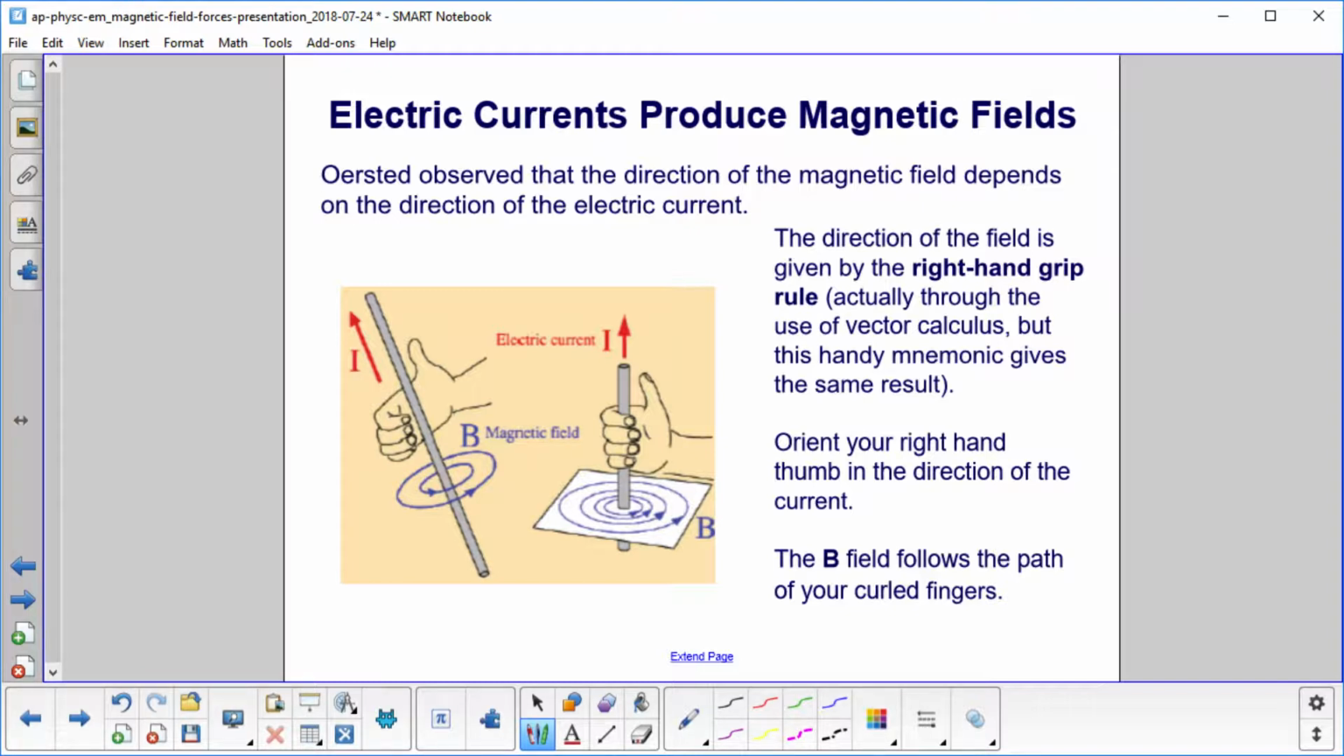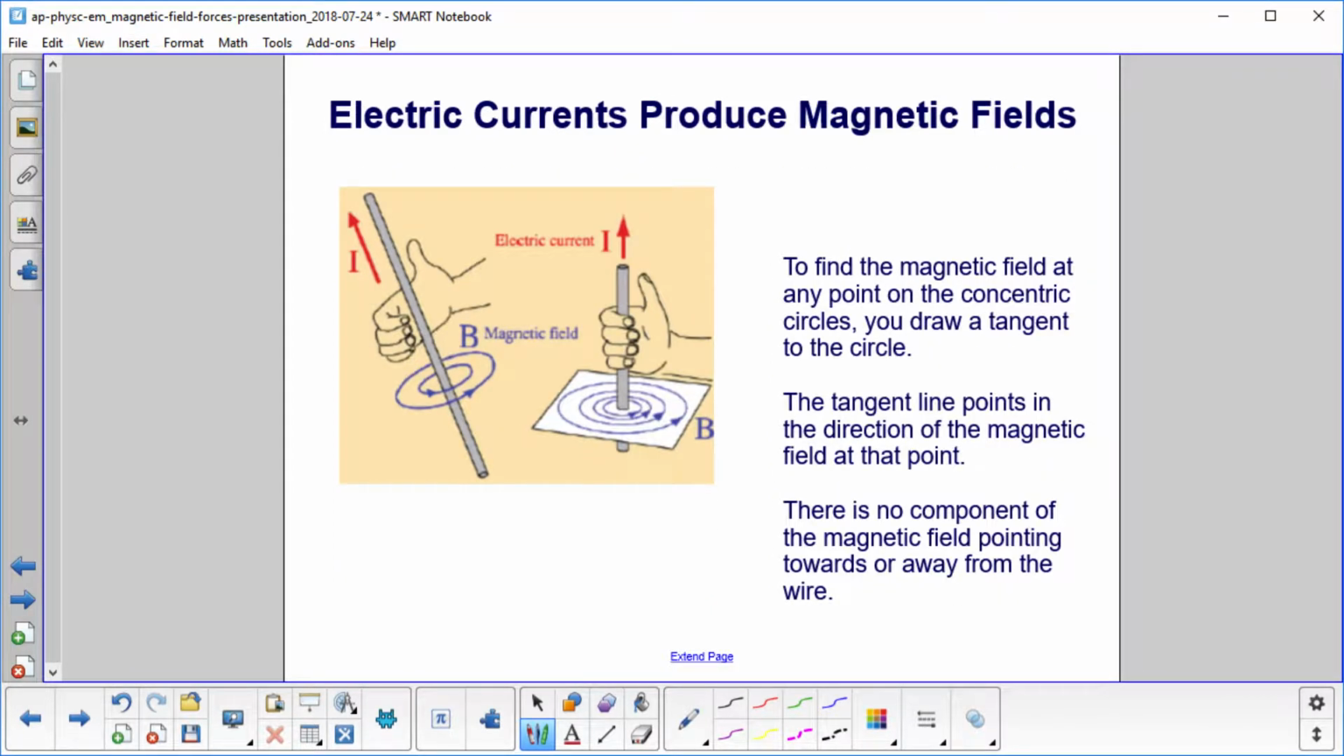Orient your right-hand thumb in the direction of the current, and don't do this with real wires that have current in them, right? Because what if there's a break in the insulation, you could get hurt. But just visualize this. And pretend you're gripping the wire, hence the right-hand grip rule. The magnetic field follows the path of your curved fingers. So you can see as you curve your fingers around, that's what the magnetic field is also doing.